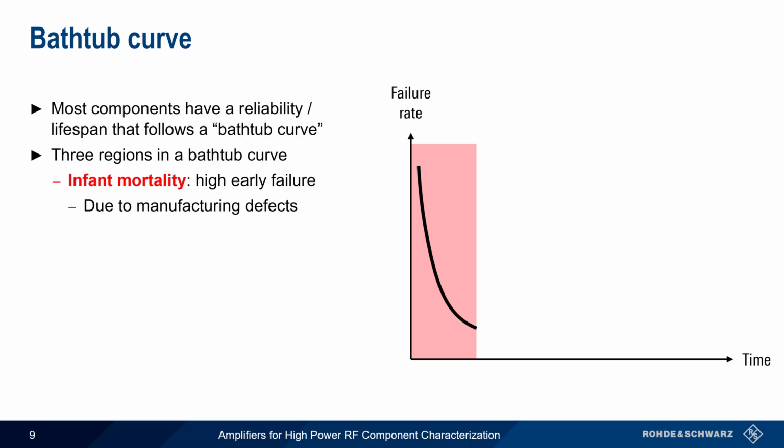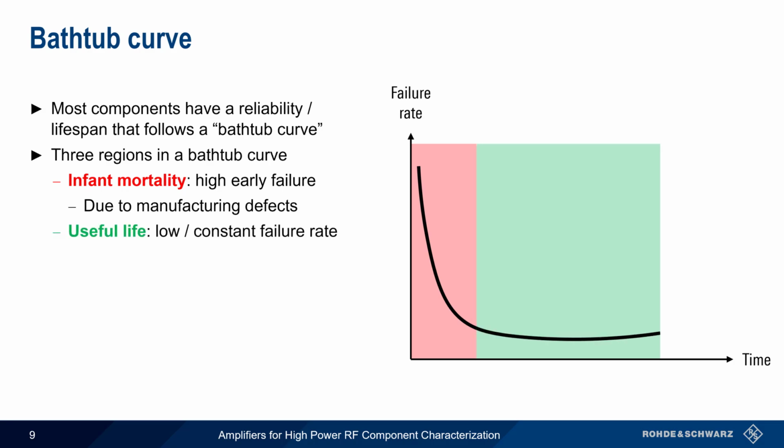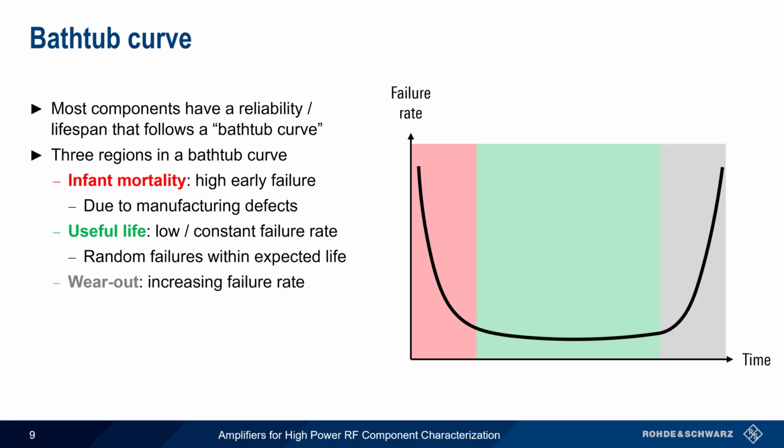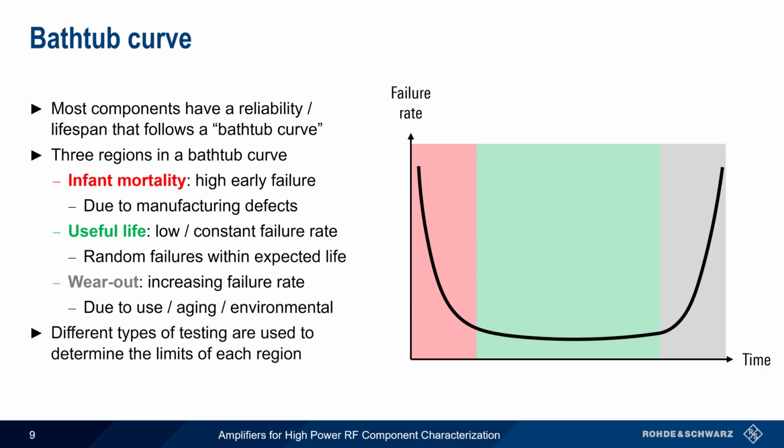Once this infant mortality phase is passed, the component enters the useful life period, in which the failure rate is typically quite low and also remains more or less constant for a significant period of time. Failures during this useful life period are usually random with no clear cause or pattern. At the end of this useful life period, components enter the wear-out period, in which the failure rate increases again. As the name implies, failures in this region are primarily due to age or use-related wear, or are due to environmental conditions such as heat or vibration. Determining the limits of each of these three regions of the bathtub curve requires different types of testing.